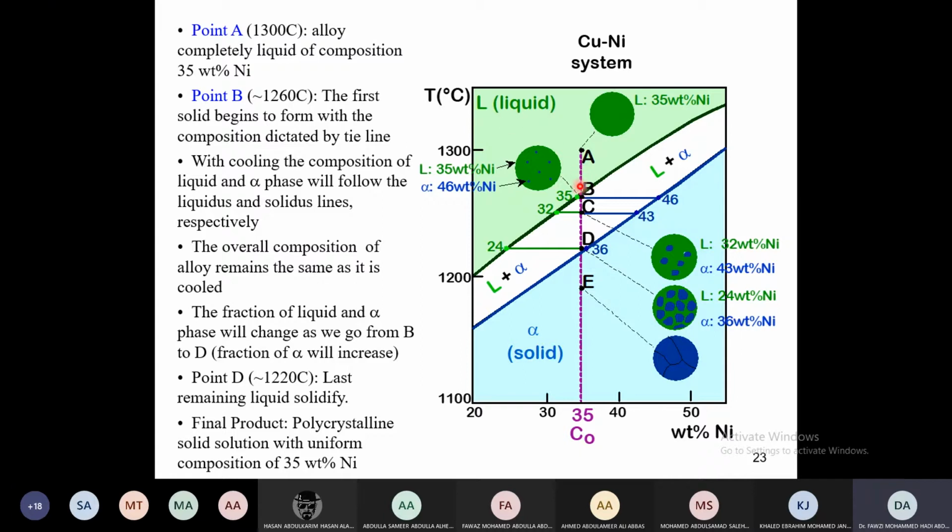So once you go just below that line, something else is going to happen, because in this region you have liquid plus alpha solid solution. So the alpha solid solution will start to nucleate. So once you hit below that line, you can see you have another phase developing, and these phases are going to nucleate in the liquid at different spots.